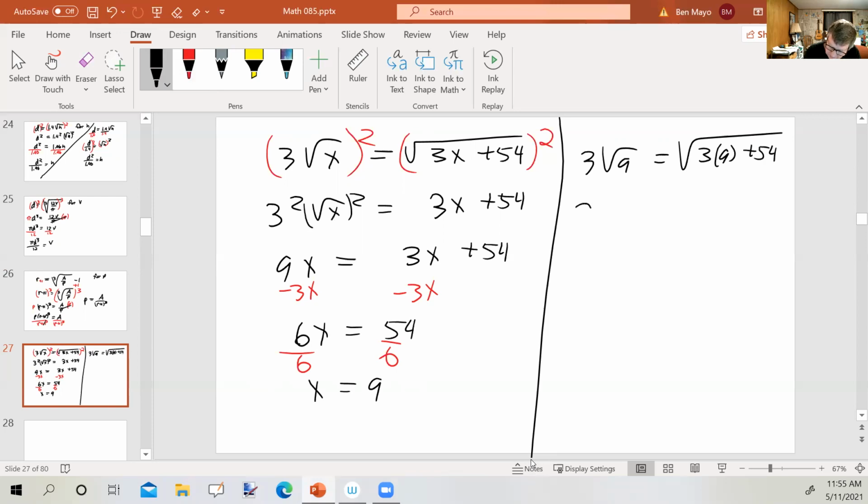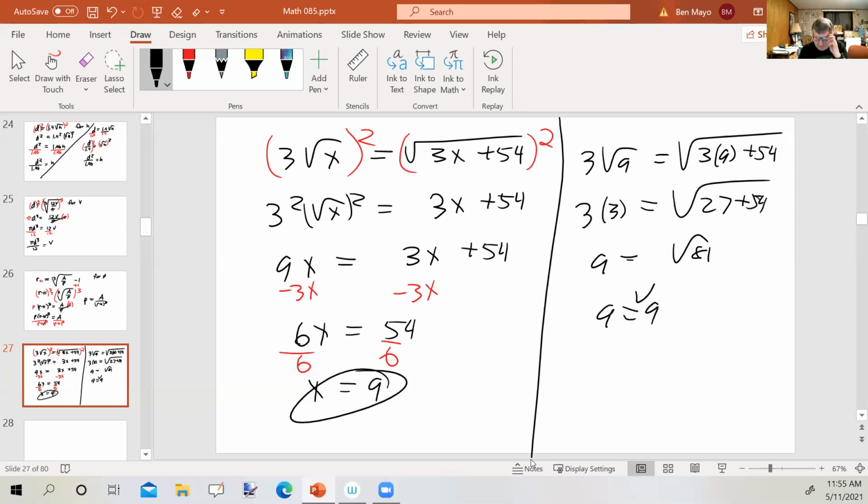Let's see. We get 3 times 3, which is 9, equals the square root of 27 plus 54, the square root of 81. 9 equals 9, and so it checks.